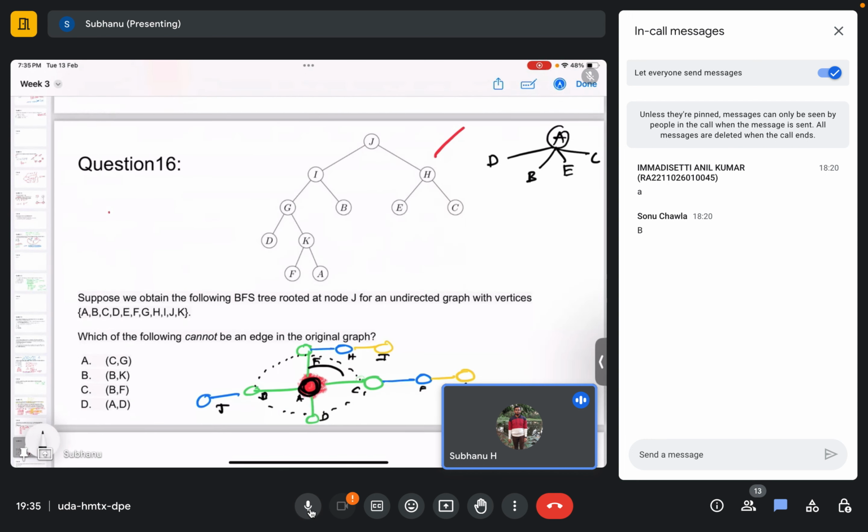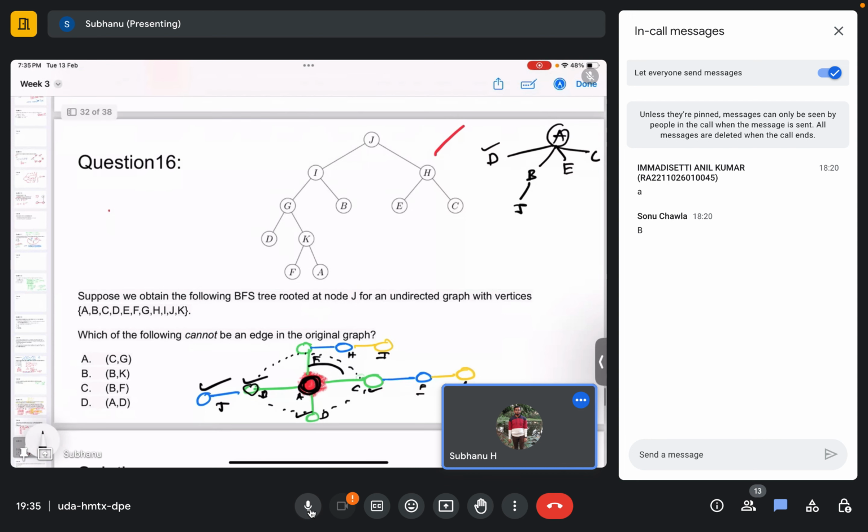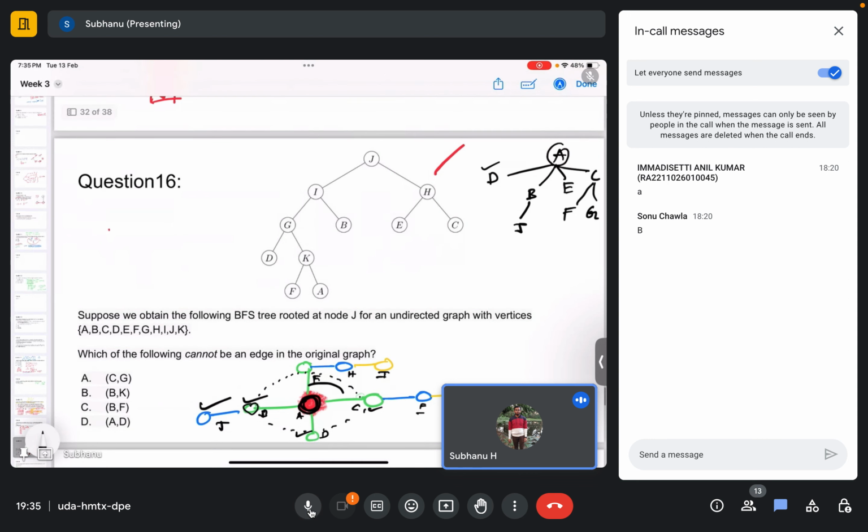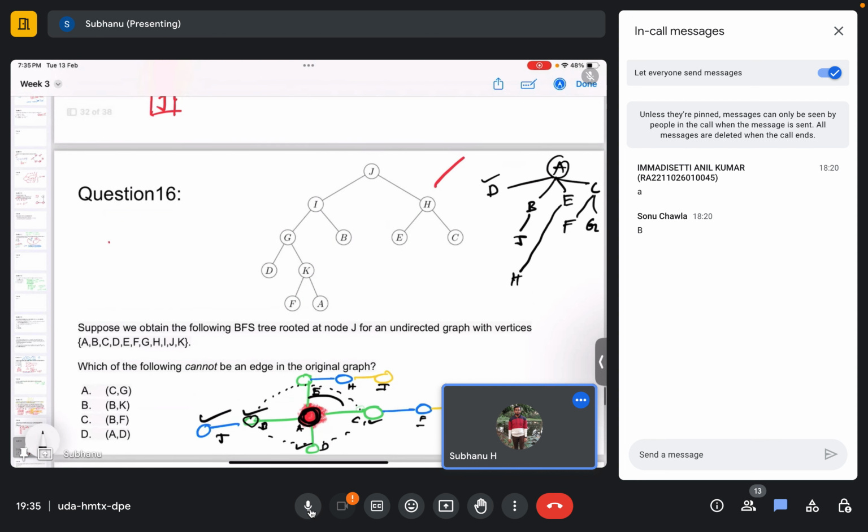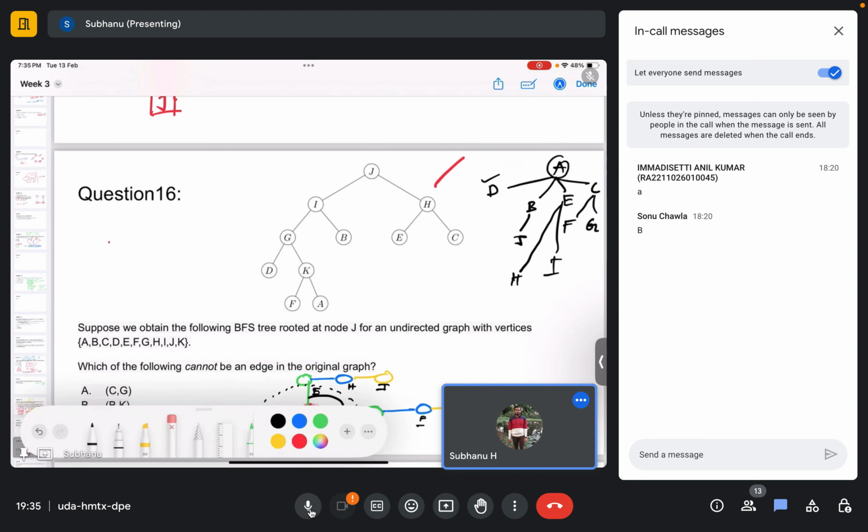Now you have the option to go to B. From B you can go to J, so these two nodes are done. Now you can come to D. D has nothing. Now you can come to C. From C you can go to F and G. And from E you can go to H and I. I'll draw this in a good manner.